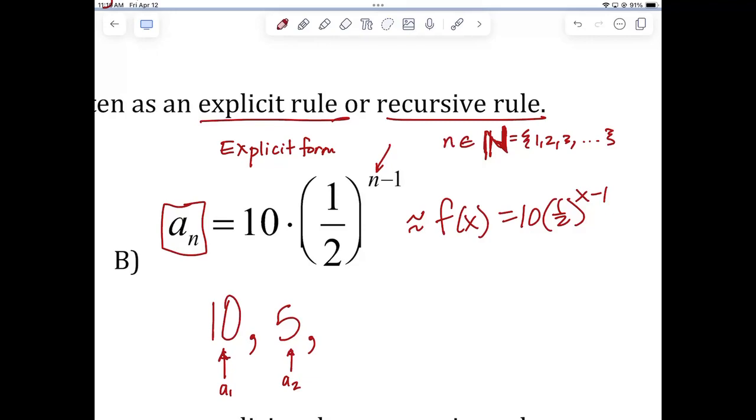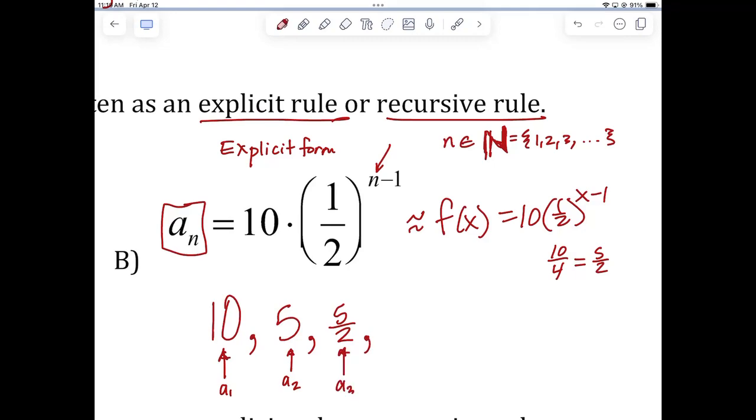1 half times 1 half is 1/4. So we get a fourth of 10. Let's come over here. What's a fourth of 10? That's 10/4, which simplifies to what? 5/2.